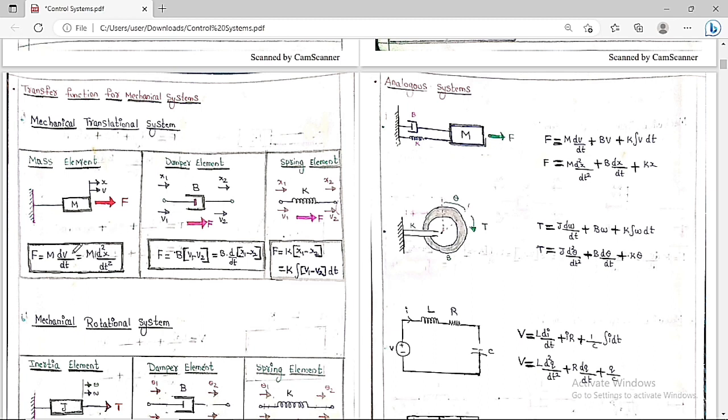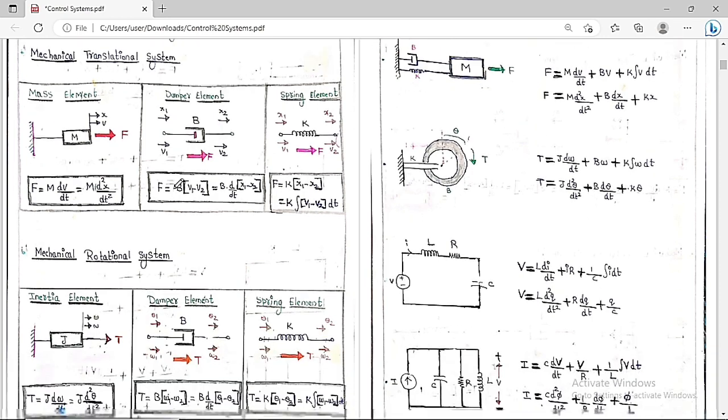So I can read it like this: F is equal to m into a, or m into dv by dt, or m into d square x by dt square. Here F is equal to b into v1 minus v2, or b into d by dt of x1 minus x2. Here F is equal to k into x1 minus x2, or we can say k into the integration of v1 minus v2 into dt. So this is all about the mechanical translation system.